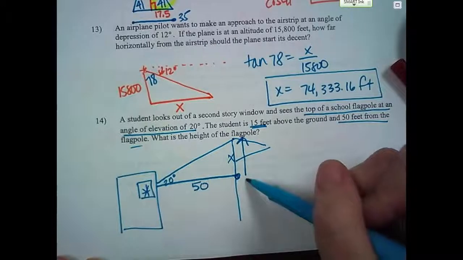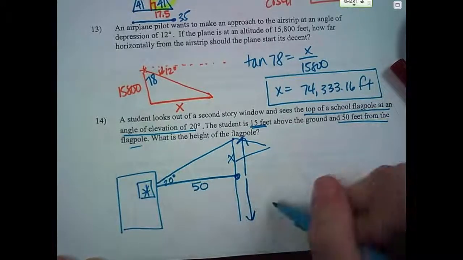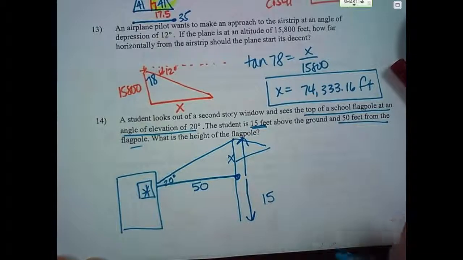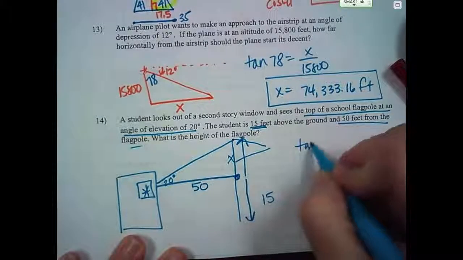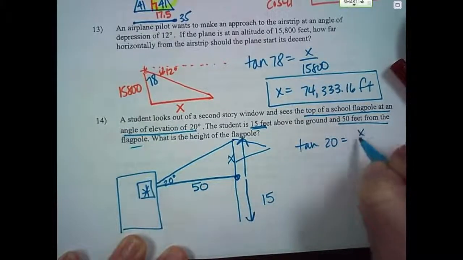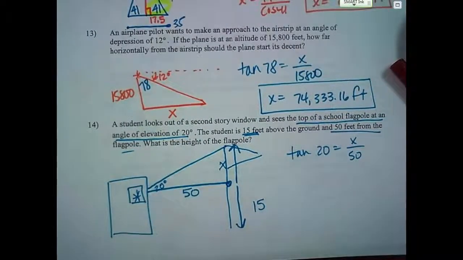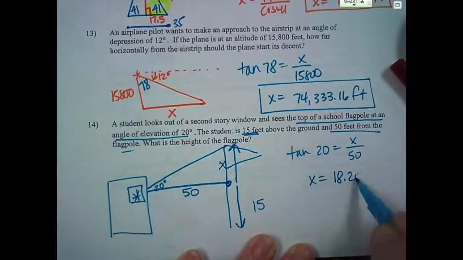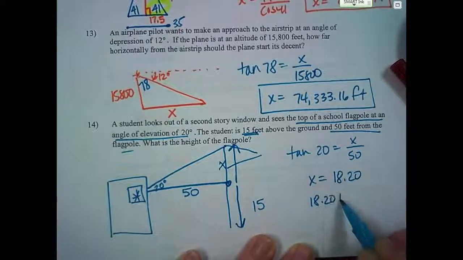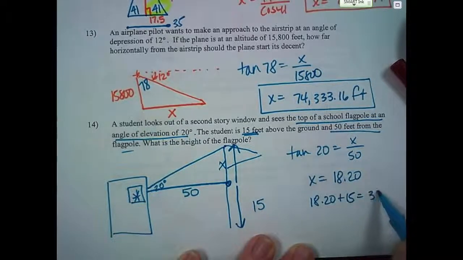How can I find from where she's standing down? 15. Yeah, so this is 15. So all I have to do is find x. Do you all understand what it's asking? Okay, so opposite over adjacent, so tangent of 20 equals x over 50. It was just a little bit more challenging. So x, whatever your side is, is 18.20. Take your 18.20 and add the 15 feet she is in the air to give you 33.2 feet.